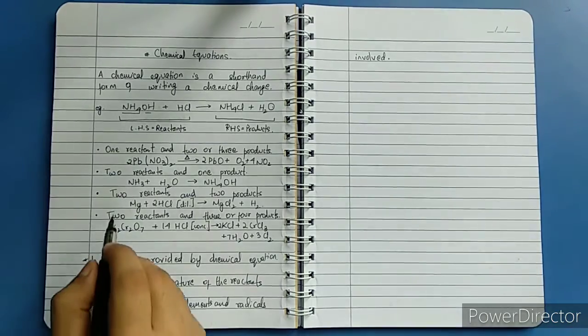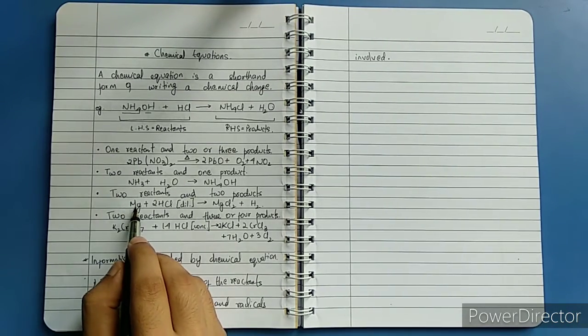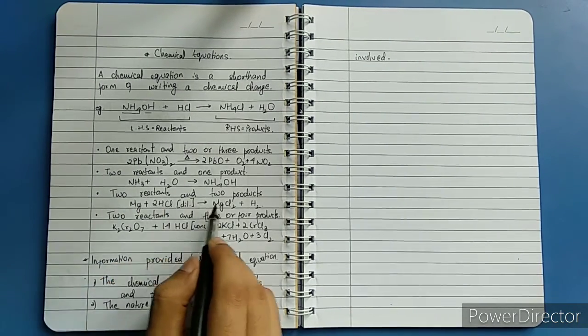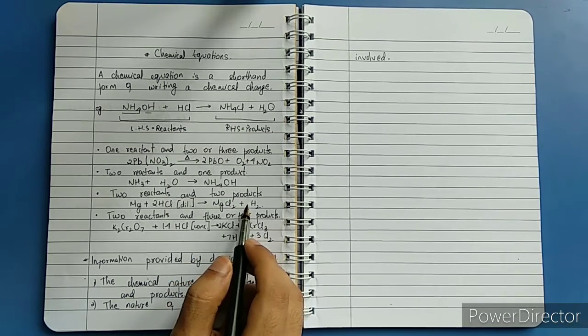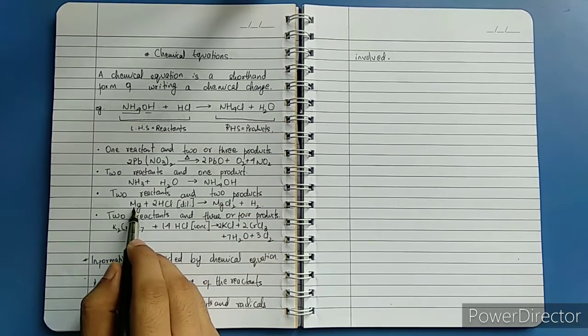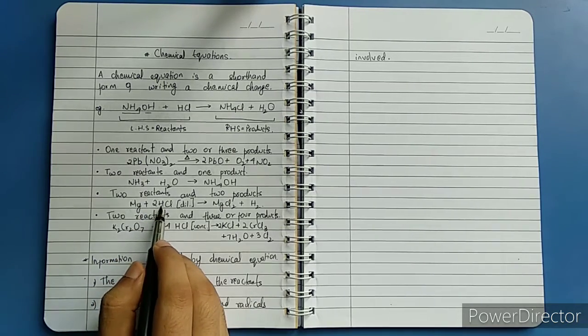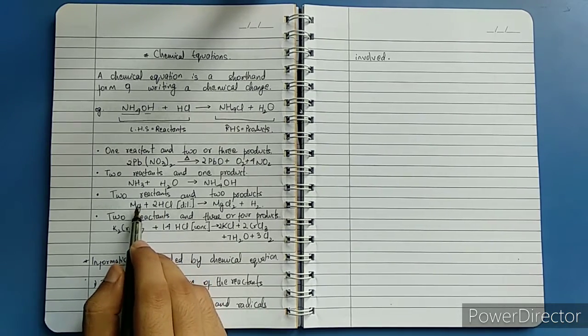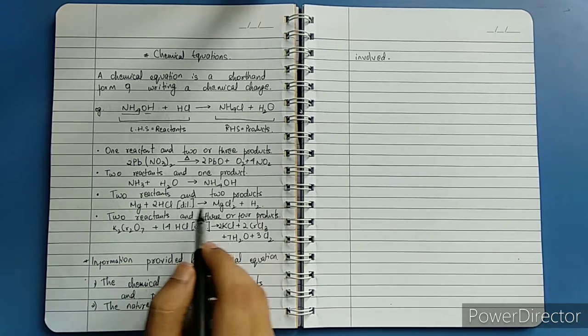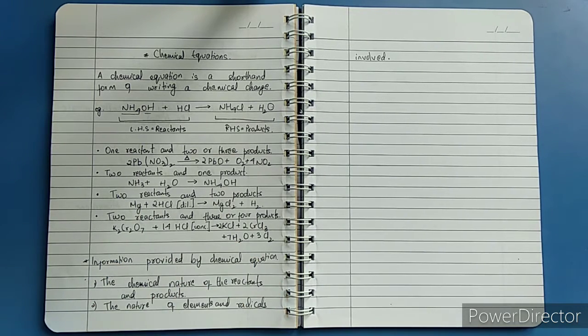Just like if we consider this reaction, magnesium reacts with hydrochloric acid to form MgCl2 and H2. What we conclude from this reaction is that magnesium is more reactive as compared to hydrogen. That is why magnesium is able to displace hydrogen from its place. So we get to know the nature of elements and radicals that are involved in a reaction.